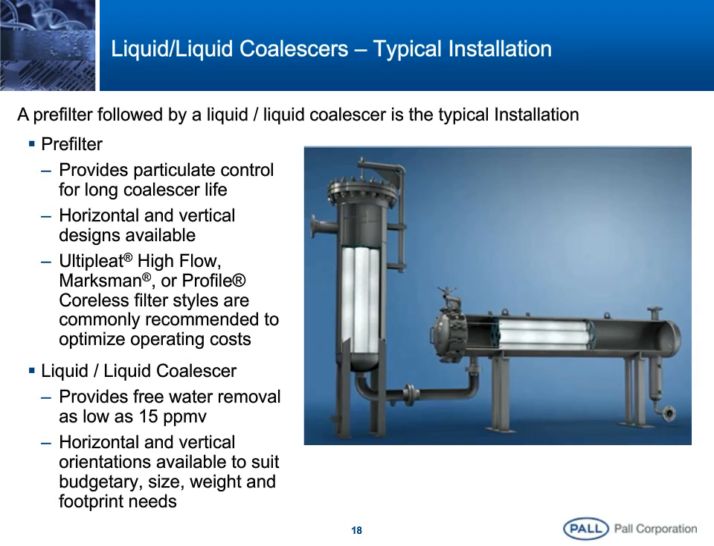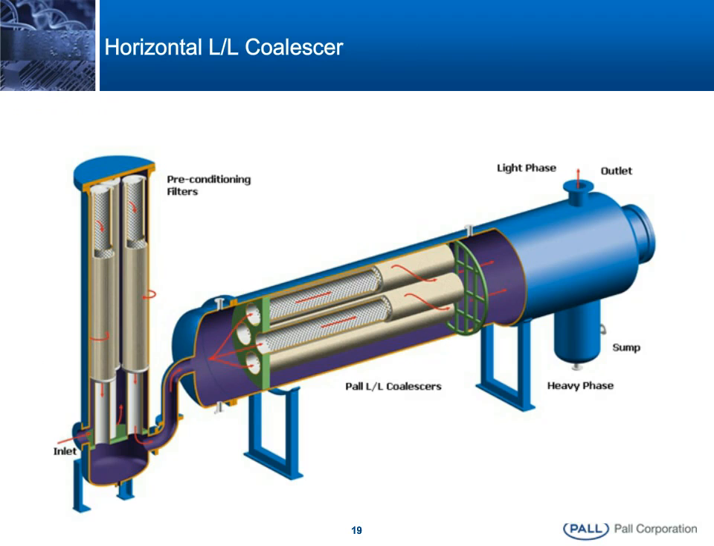for the long life coalescer. The coalescing assembly is taking care of free water removal down to as low as 15 parts per million by volume, and these can be in either a horizontal or a vertical orientation to suit budget, size, weight, and footprint requirements. You can see an example of a vertical pre-filter and a horizontal liquid-liquid coalescer.